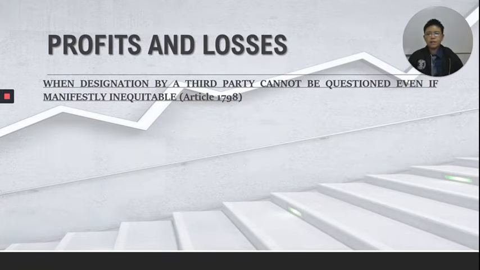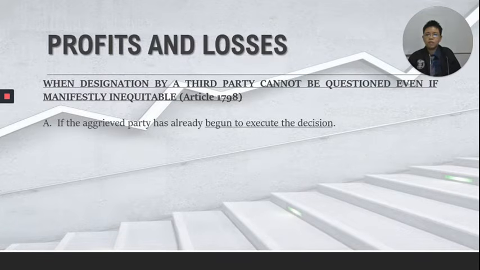except when, remember the exceptions in 1798, even if it is manifestly inequitable, the partners can no longer impugn or question yung designation by a third person if, number one, the aggrieved party, yung party who suffers unfairness or suffers inequality, began to execute the decision. Ibig sabihin, tinanggap na niya yung kanyang maliit na share, yung kanyang iniquitous share. He already received it or distribute niya in accordance with the unfair agreement. Remember, class, that he can no longer question. Kasi ginawa mo na, sinunod mo na. Paano mo pang i-question?